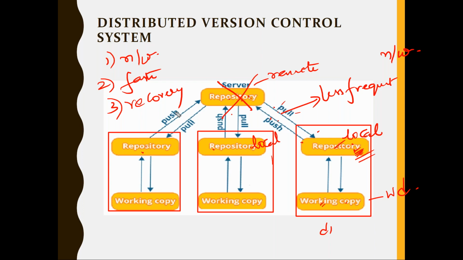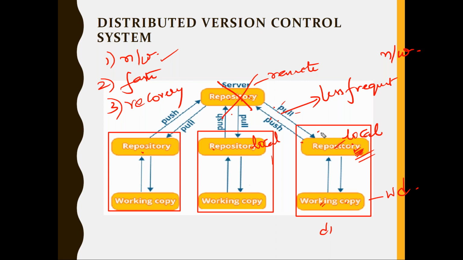So that is how distributed version control systems work. No network connection is needed, meaning you need a network connection only to push or pull. It works faster than centralized version control systems. Chances of recovery are also more.